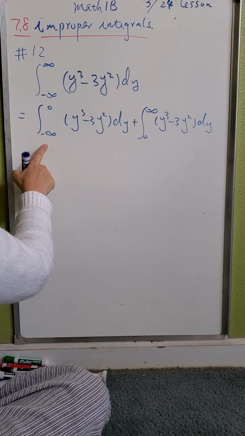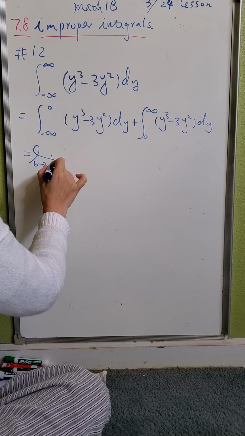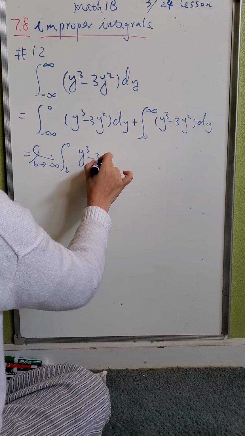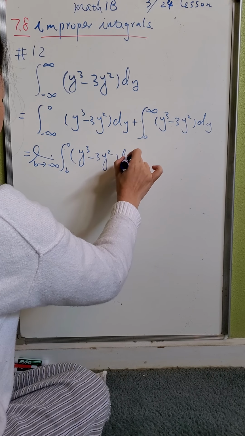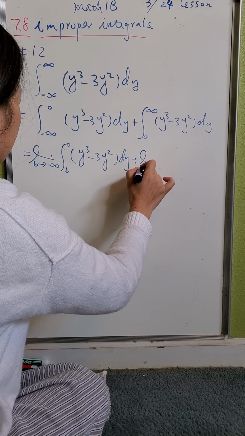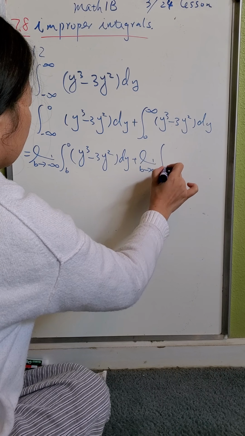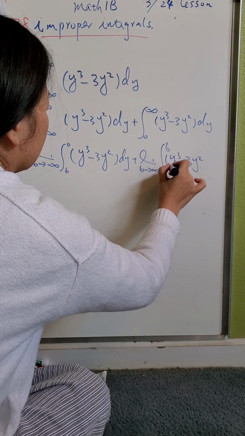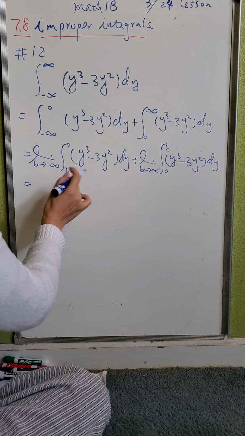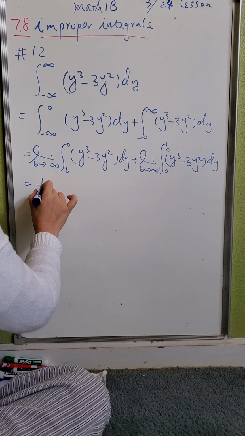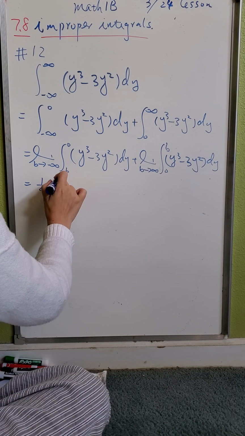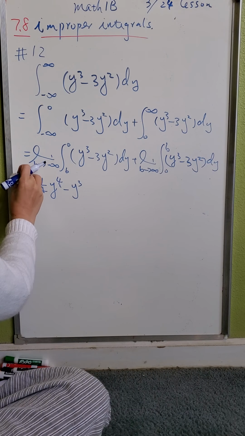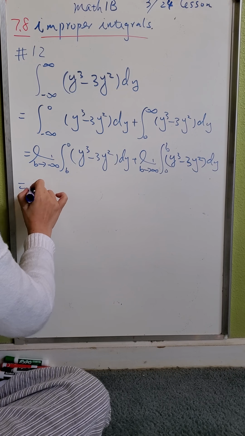Then a limit approach, and then a limit approach here. And then integrate this one, 1 over 4 y to the 4th minus y cubed. Oh, I forgot to put the limit sign. Sorry, right here. Sorry about that.